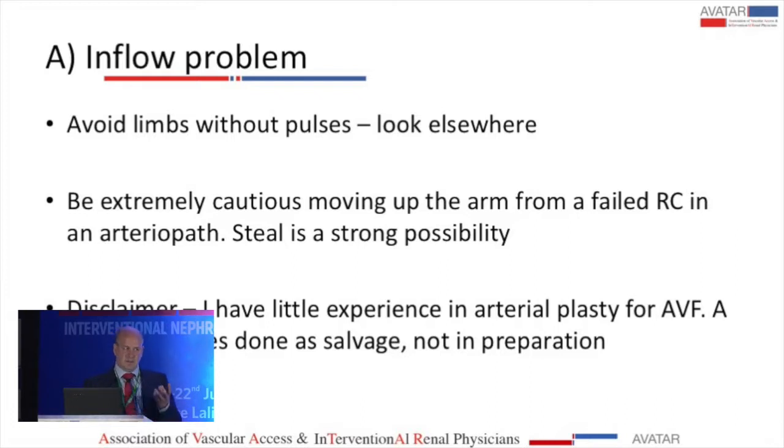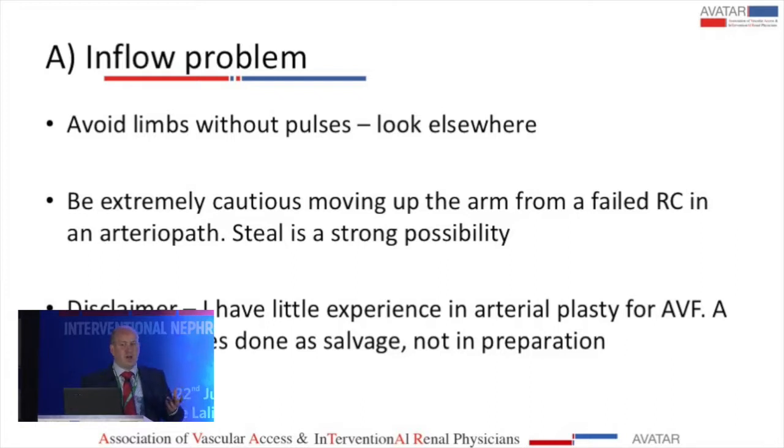The other thing to be wary of is if you have a diabetic with peripheral vascular disease who needs to be wheeled into your clinic because they've already lost limbs and they've got a failed radiocephalic. Just be careful about moving up the limb into big diameter brachiocephalic fistulas, because steal is a strong possibility. You may get away with it. It may just be a bit of coldness, bit of pain on dialysis, but you may get tissue loss.